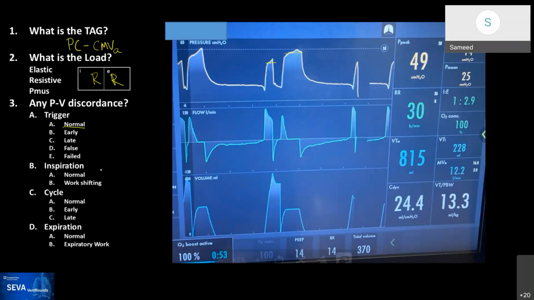From an inspiration standpoint, I don't see any work shifting. I don't see PMUS. Cycle wise, again, I might eat my words later, but I feel like this is early cycling, as now we can discern that there is patient effort that is leading to the trigger. So maybe this is early cycling, but I am not sure. Expiration wise, I think there's just high resistance. I don't see any active patient effort, so I would say normal.